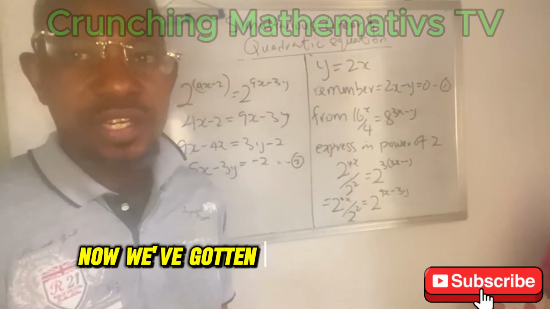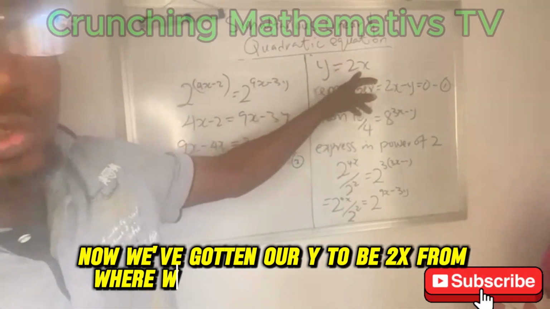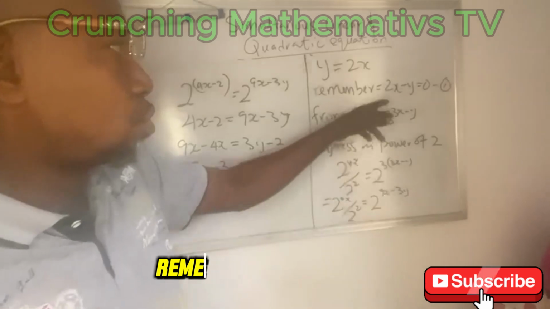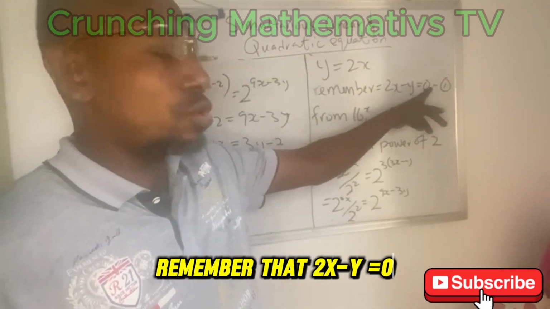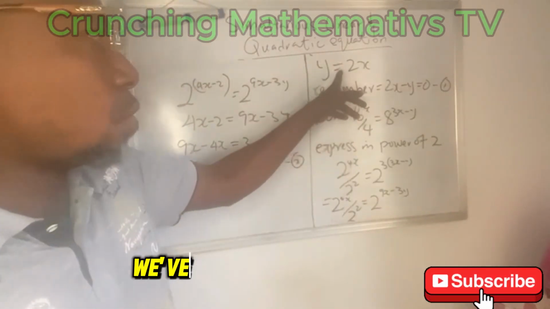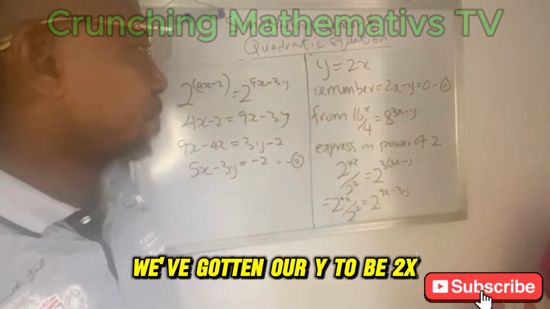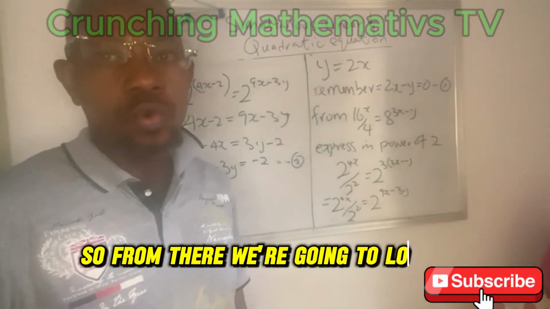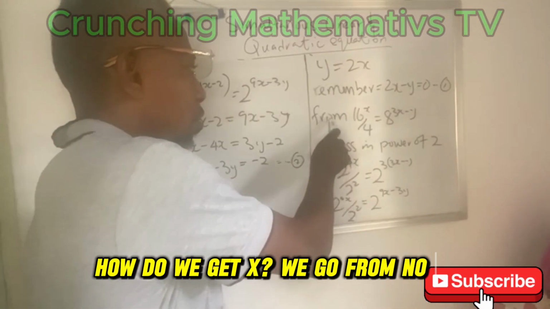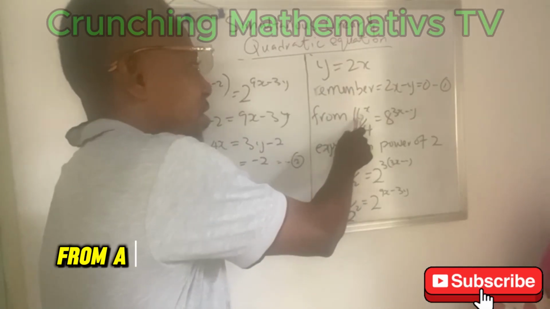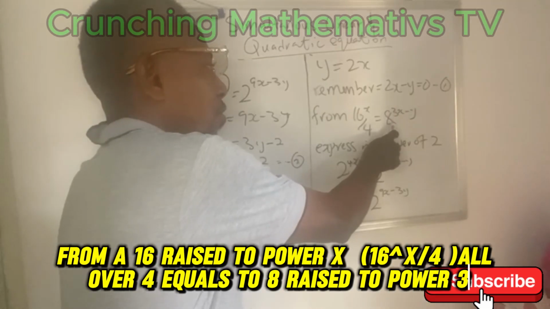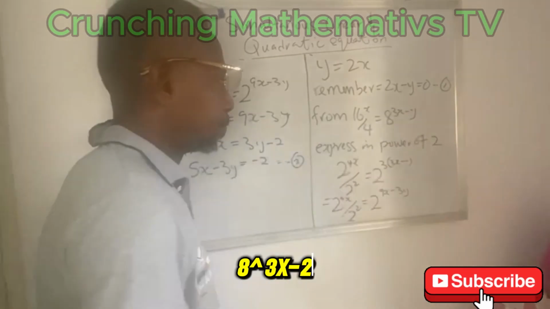Now we've gotten our y to be 2x. Remember that 2x minus y is equal to 0. That is our equation one we just solved, and from there we've gotten our y to be 2x. So from there, we're going to look at getting x. How do we get x? We'll go from 16 raised to power x all over 4 equals 8 raised to power 3x minus 2x.